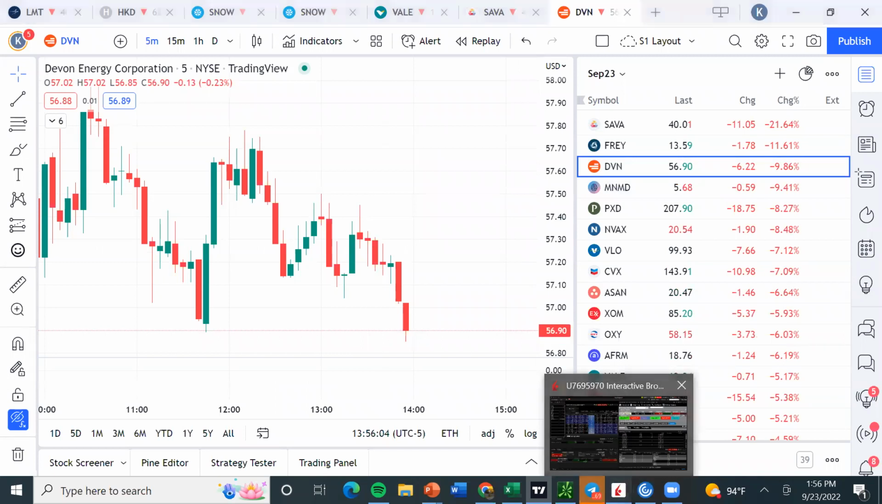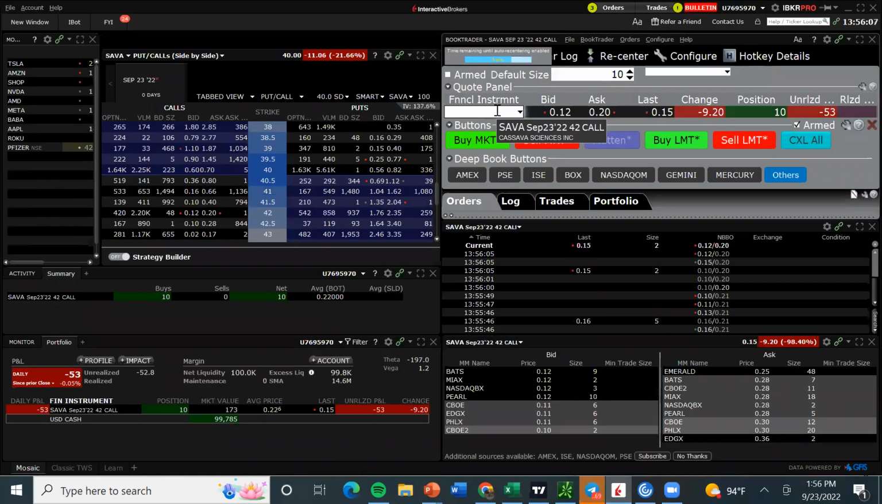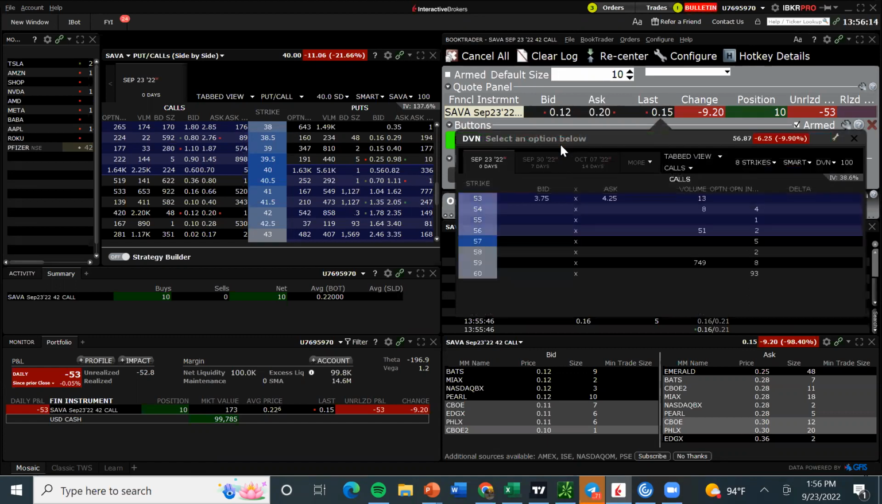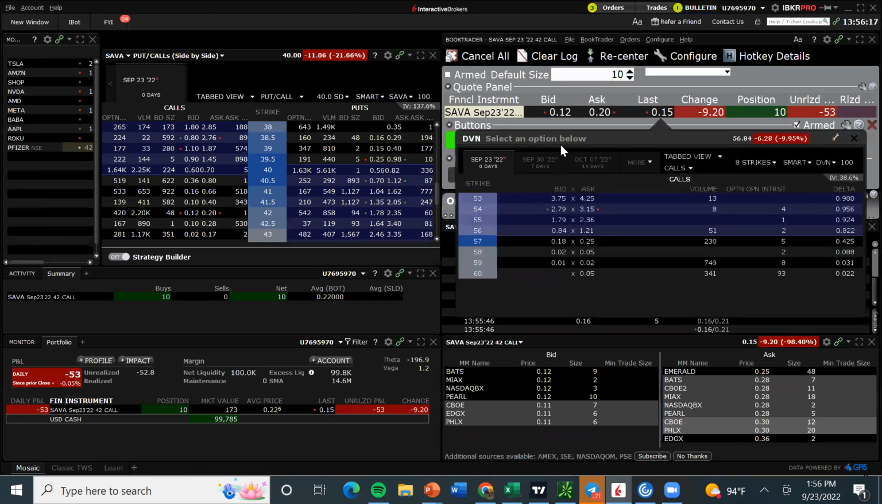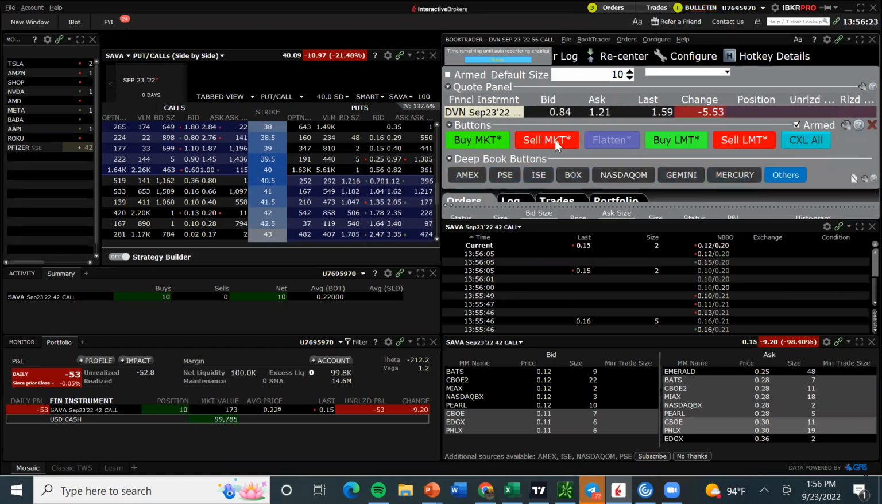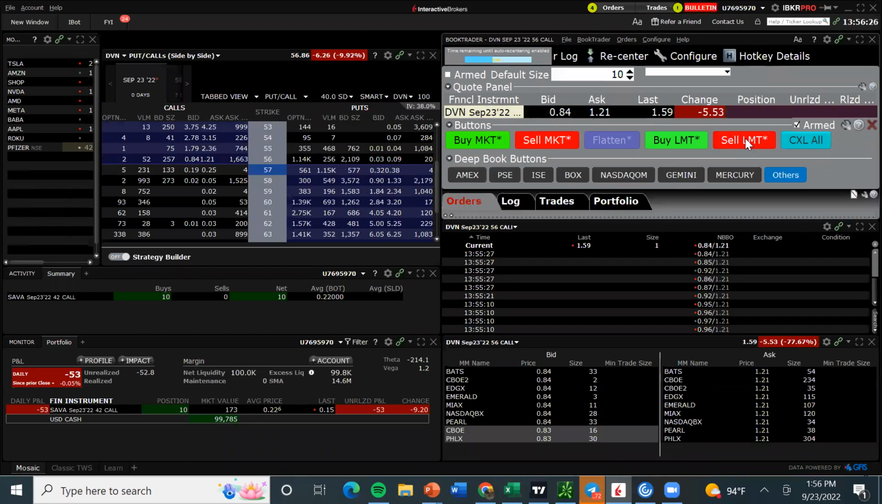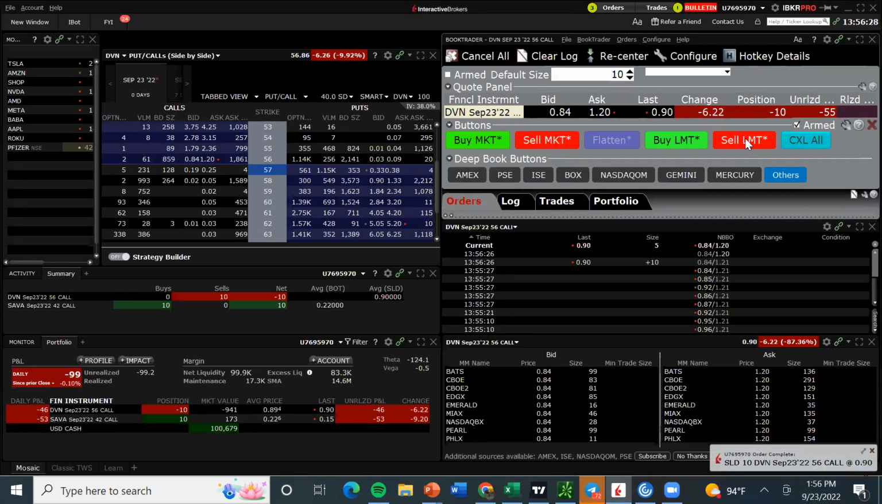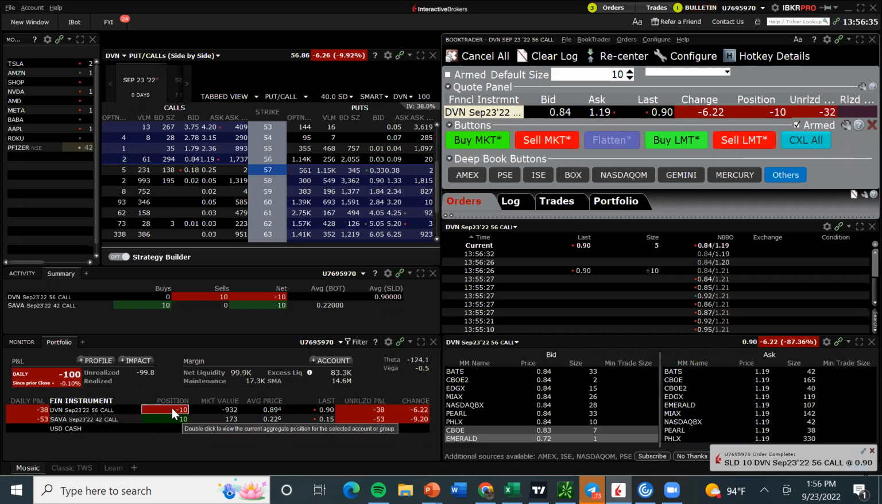So we can click here, DVN, and then options. The current value is 56.85. What I can do is sell this call. So I select it and then I do sell limit. I sold the calls, because it looks like it is still bearish. It is still going down.